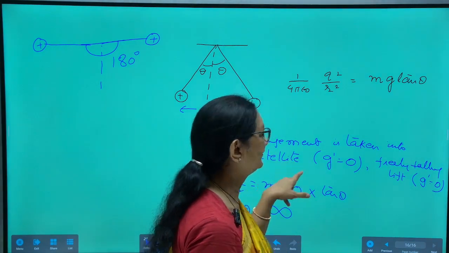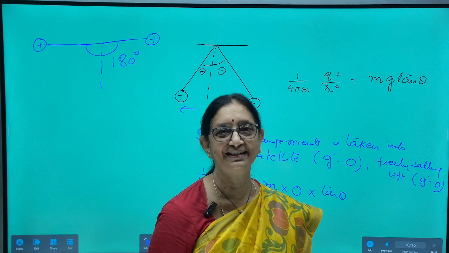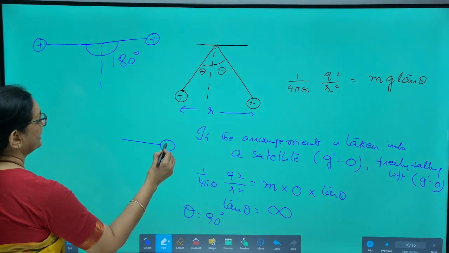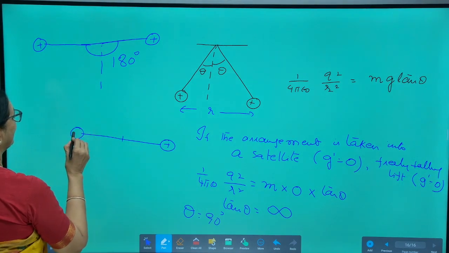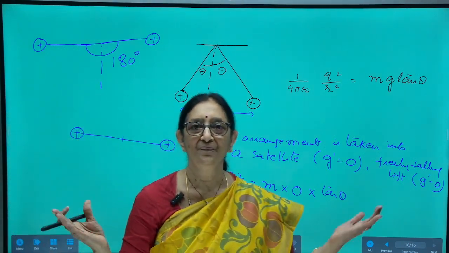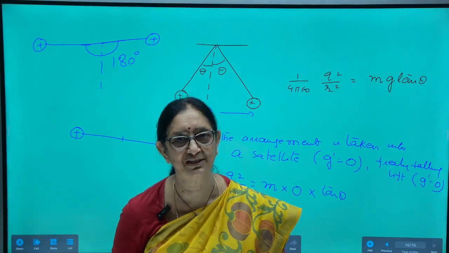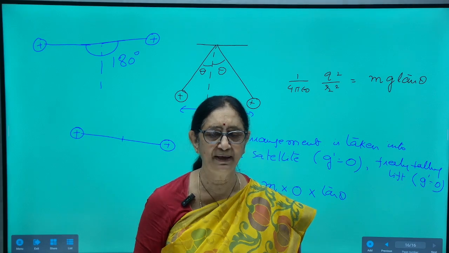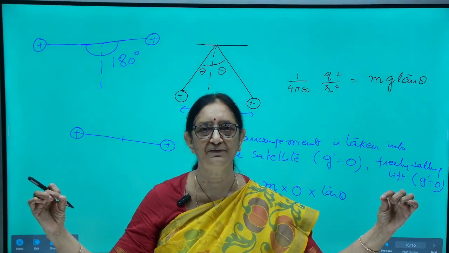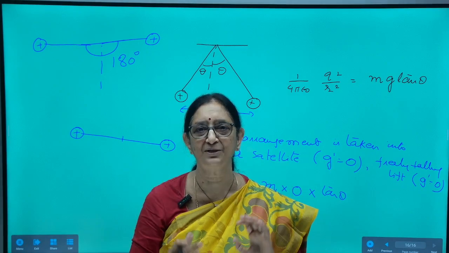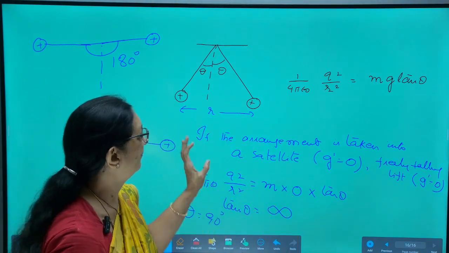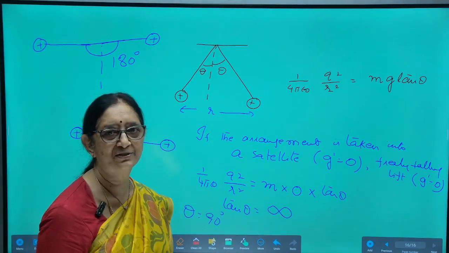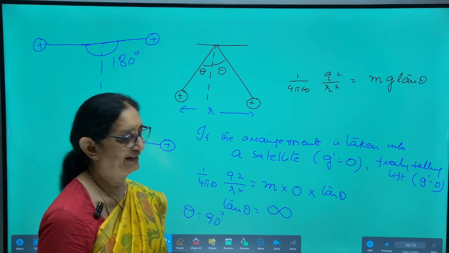Here, instead of doing all these things, if you have common sense, you can answer, isn't it? Suppose the two strings are like this, there is only the electrostatic force of repulsion, there is no restoring force due to gravitation, because the gravitational force apparently becomes 0 there. So, simply because of the force of repulsion, the two strings just become straight. Okay? So, when the arrangement is taken to a satellite, the angle between the two strings becomes 180 degrees.